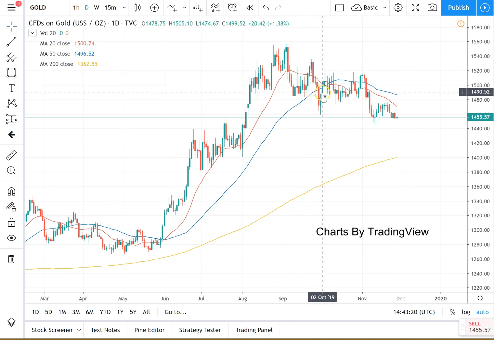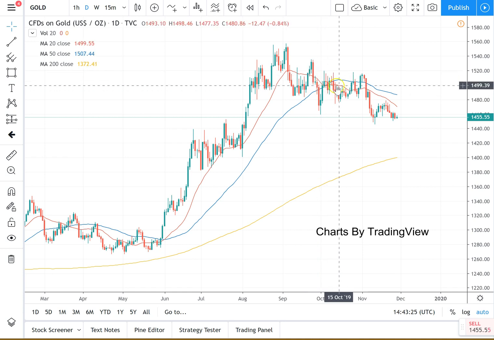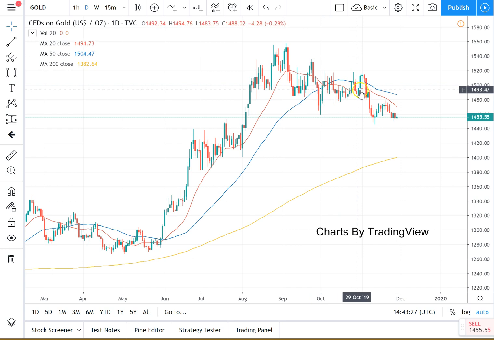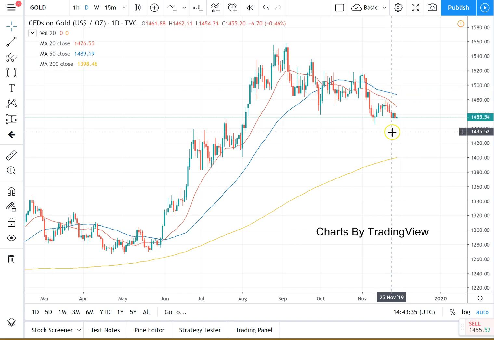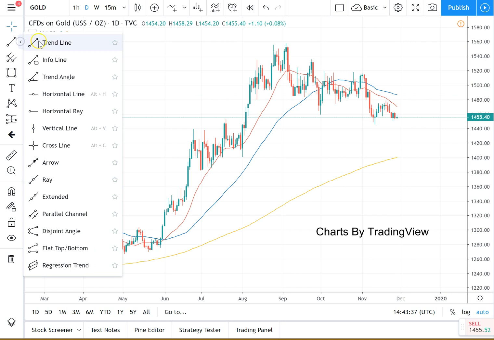But after that, it dropped below the 50 MA, and the 20 MA dropped below the 50 MA. Now it had a bearish cross, and when you have the price of gold below the 20 and 50 MA, it's not a very conducive environment for daily longs.